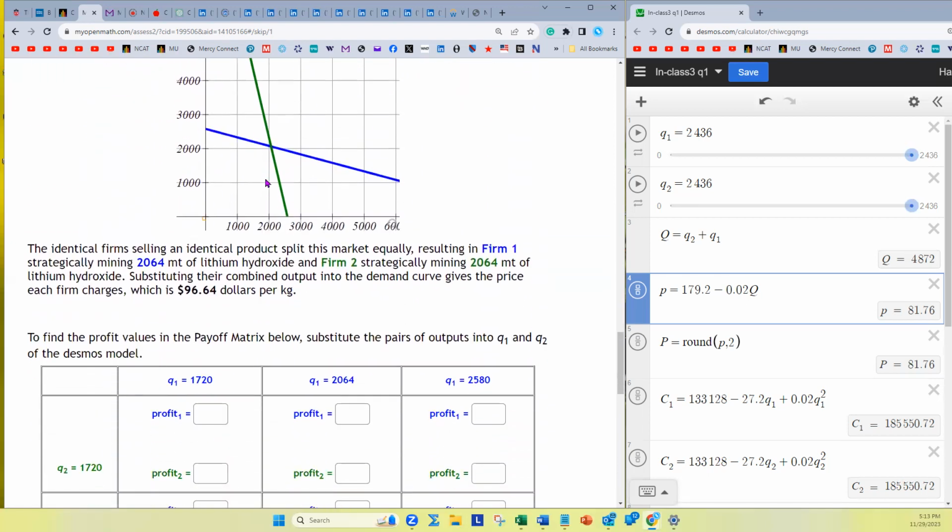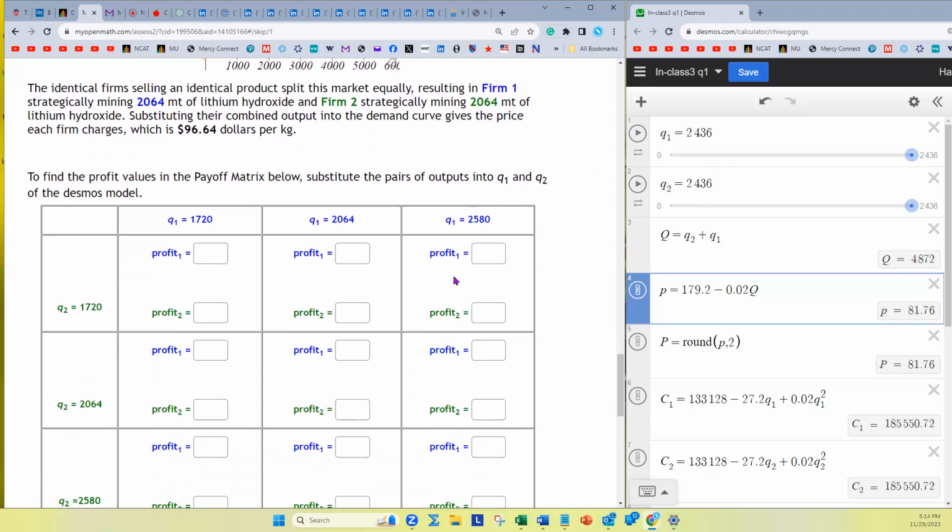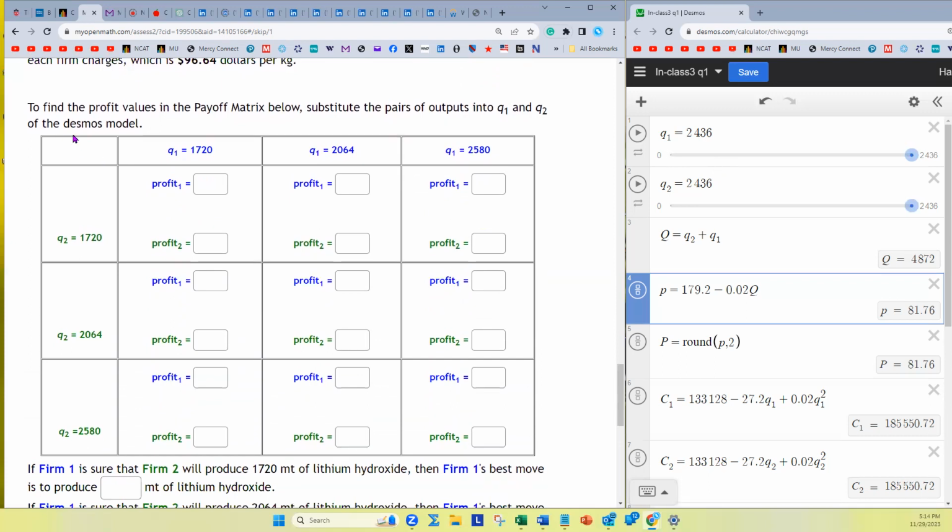Okay. Now we're going to use all that modeling to build this profit matrix, right? So what we're going to do over here is calculate various profits, right? Let's go down the diagonal first. We'll start with the competitive outcome.